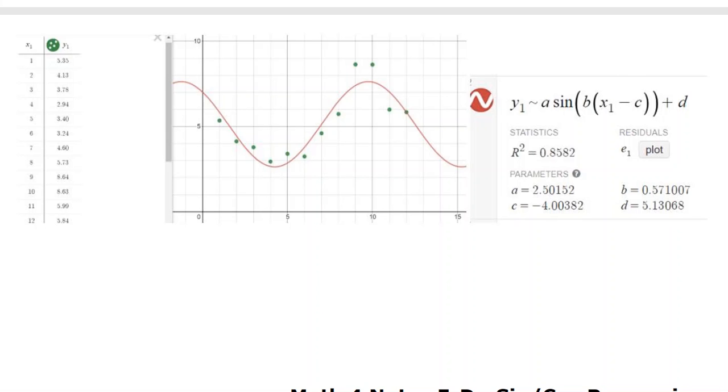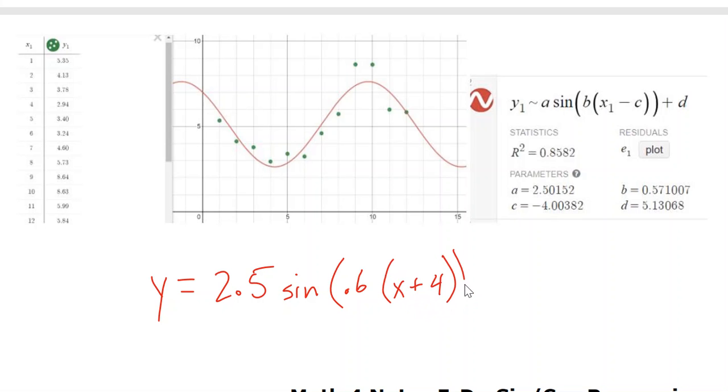Now what we can do is we can take this information and we can write a legitimate equation with it. I'm going to round things to one decimal place. B is going to be 0.6, and then we're going to say x, and then minus negative 4, well, we'll say x plus 4, and then plus 5.1.